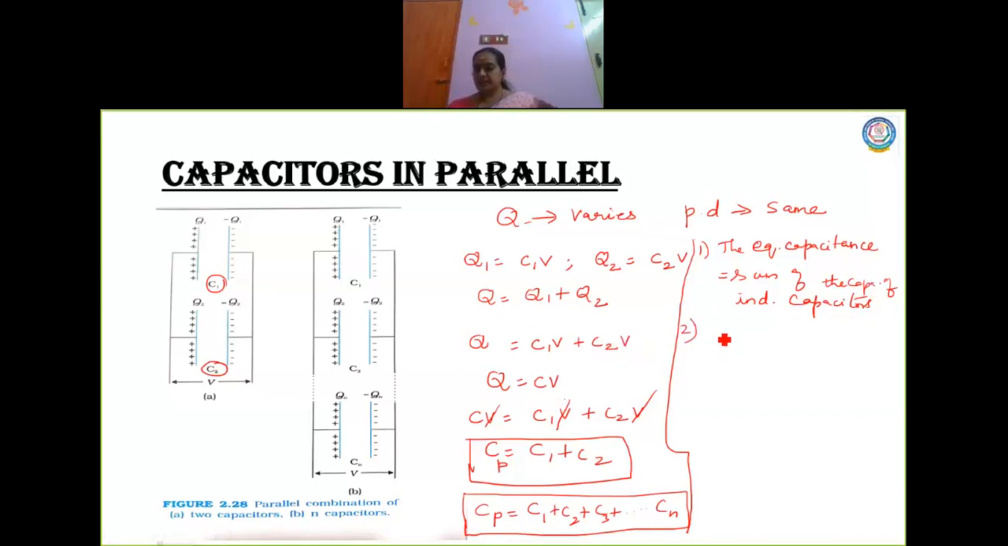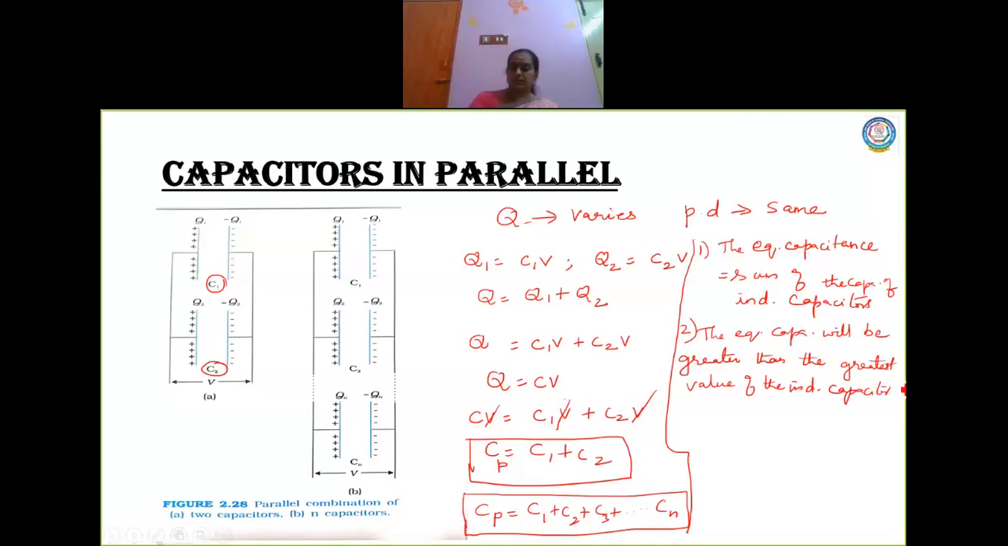And the second point: the equivalent capacitance will be greater than the greatest value of the individual capacitor. Again I will prove this.